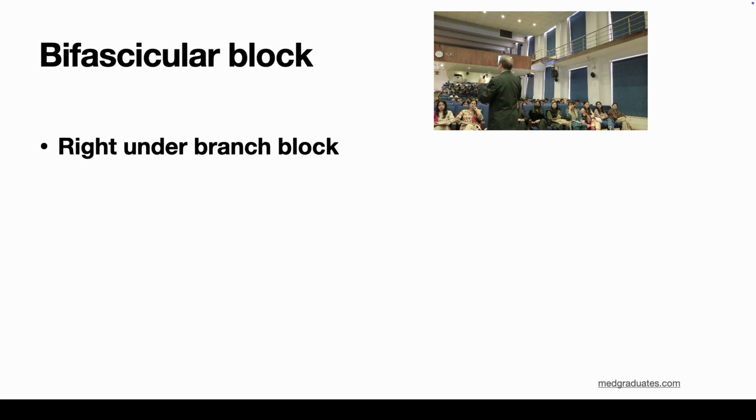If the conduction system in the left bundle and the right bundle is blocked, it means that no impulse is being conducted beyond this conduction defect. That means dissociation between the atria and the ventricles is present. So bifascicular block means there is right bundle branch block, and the left bundle branch is not completely blocked. One of the fascicles is blocked.